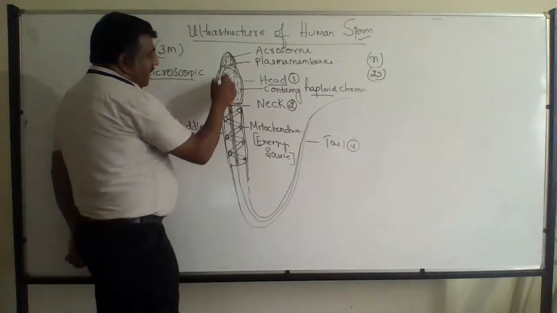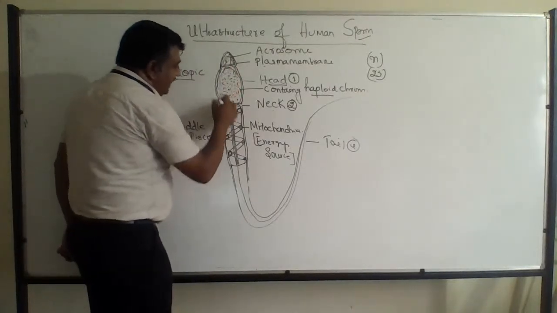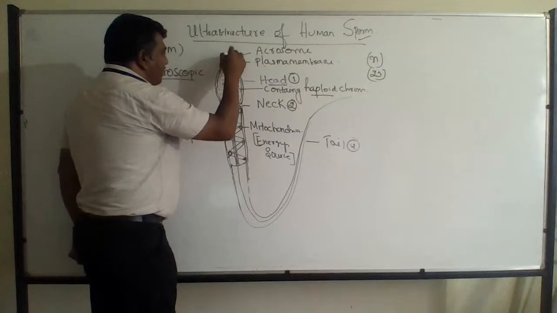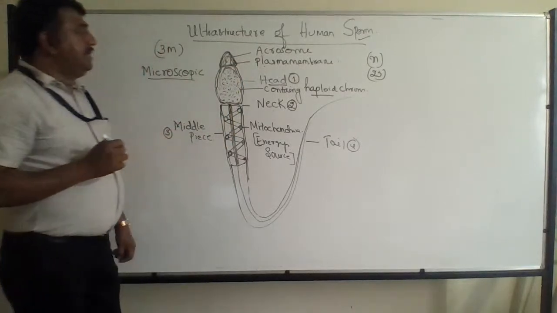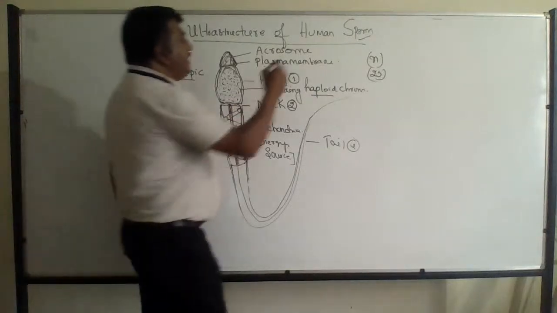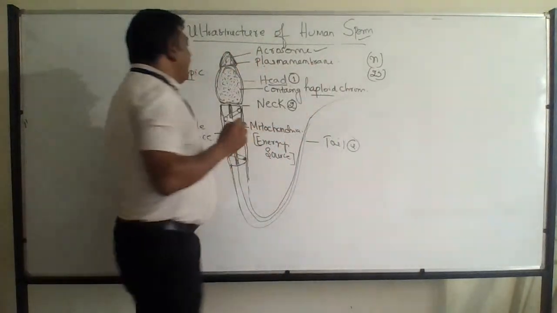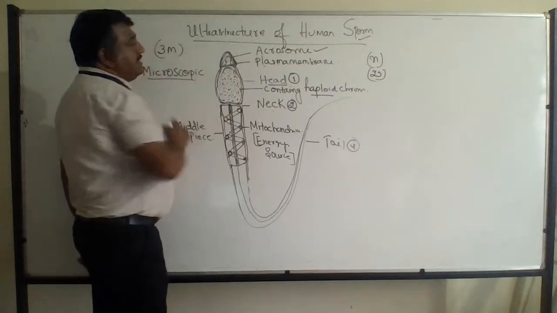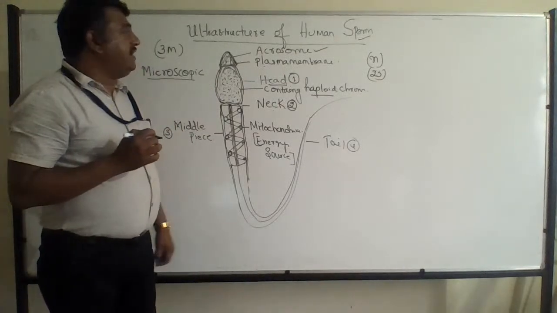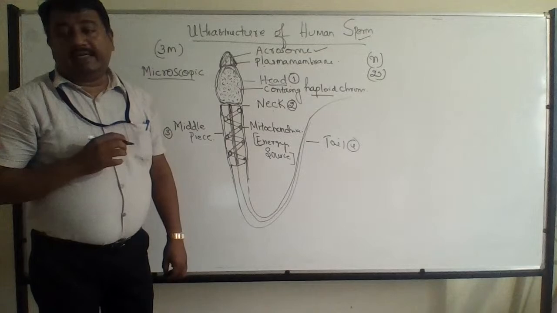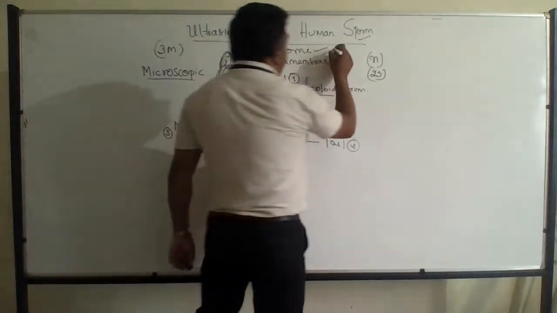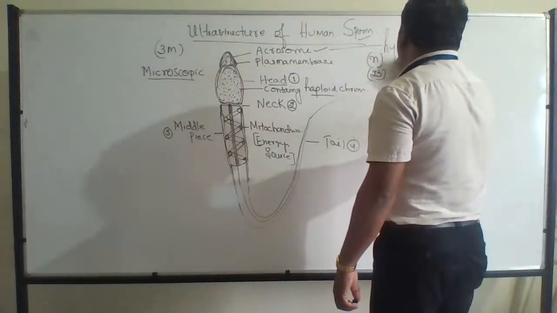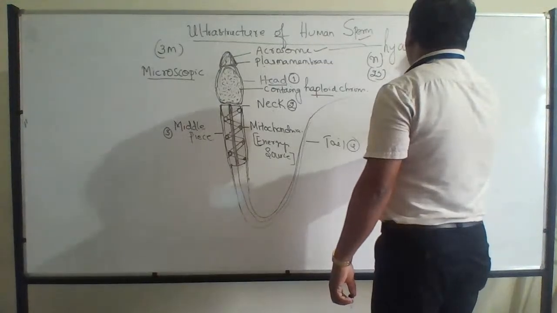The anterior end of this head region has a cap-like structure. That cap-like structure is what we call the acrosome. And this acrosome is filled with an enzyme called hyaluronidase.